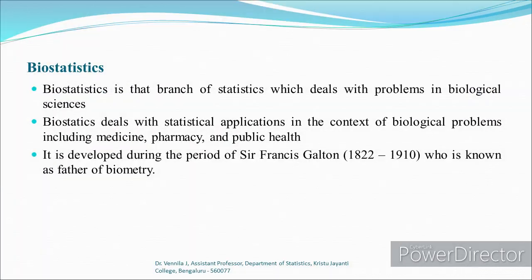What is meant by biostatistics? Biostatistics is a branch of statistics which deals with the problems in biological science. You know very well what is meant by statistics. Statistics deals with the collection, classification, tabulation, analysis and interpretation of numerical data. With the help of past data, we have to predict the future value. This is important in statistics. So we apply biological measurements in the data analysis and predict the values.